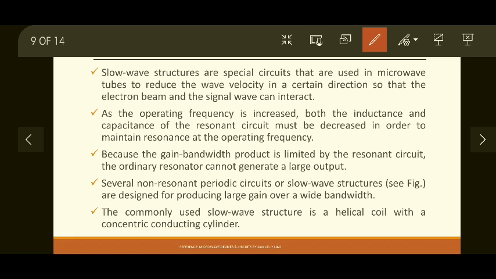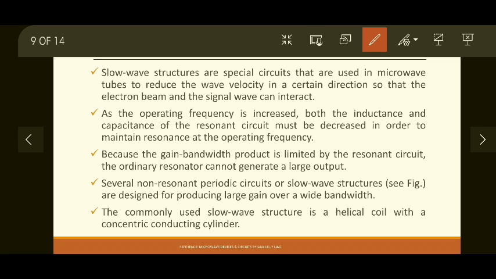We can use resonant cavities also. In resonant cavities, interaction will happen only at resonant frequencies. But in that case, the inductance and capacitance of the resonant circuit must be decreased in order to maintain resonance at the operating frequency. This is because they are not distributed elements, they are active elements and their behavior changes as the frequency increases. So that is one of the reasons resonant circuits are not usually used.